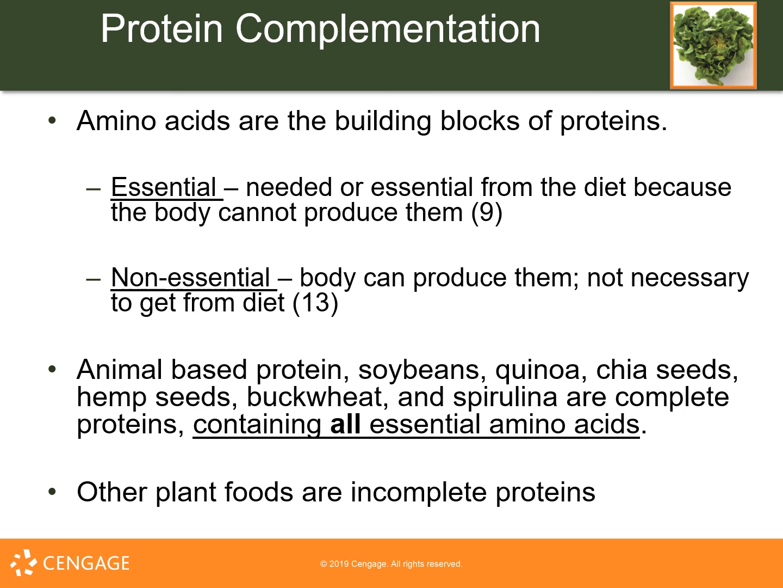So a complete protein will include all of your essential amino acids. So animal-based proteins, soybeans, quinoa, chia seeds, hemp seeds, buckwheat, and spirulina are complete proteins containing all essential amino acids. Your other plant foods are incomplete proteins. So incomplete proteins do not have all the essential amino acids.